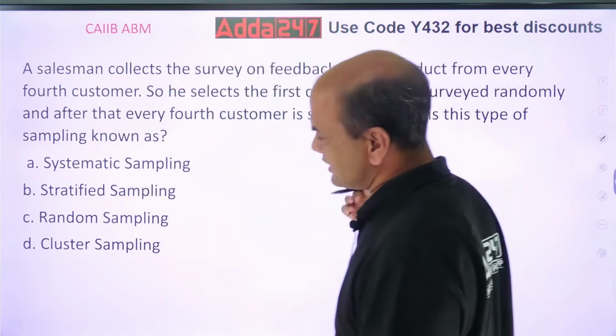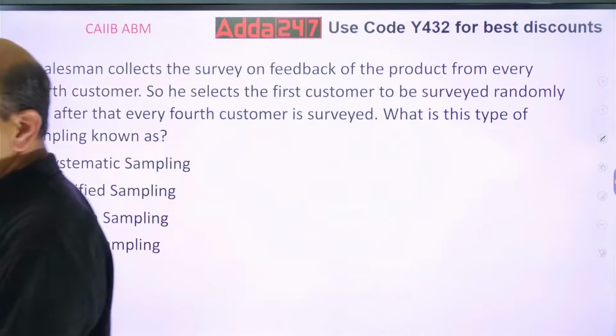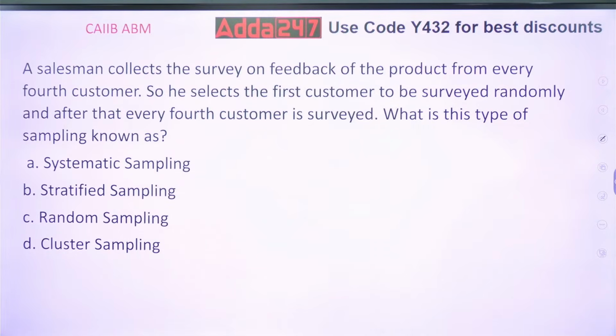Next, look at this. This is a sort of case study. A salesman collects a survey on feedback of the product from every fourth customer. So he selects the first customer to be surveyed randomly, and after that every fourth customer is surveyed. What type of sampling is he doing?